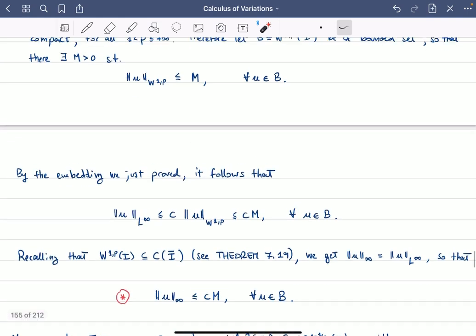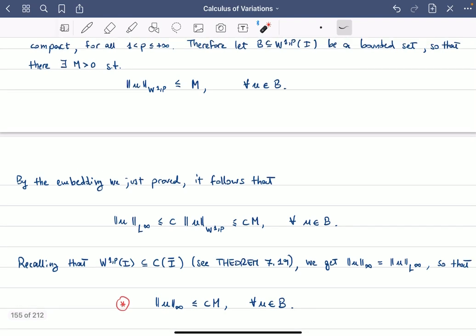By the embedding we just proved in the previous point, we know that the L infinity norm of U is less or equal than C times the W1P norm of U, which is less or equal than Cm, for every U in B, because this holds for every U in B. And now, recalling that W1P is contained in the continuous functions by this theorem, we get that the infinity norm of U, so this is the continuous norm, is actually just equal to the L infinity norm by definition.